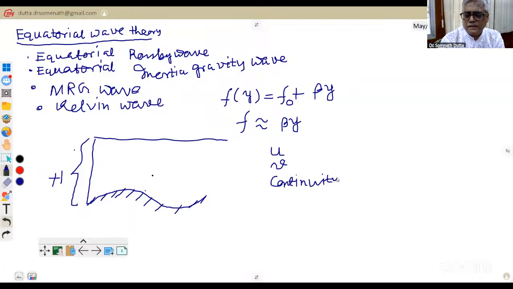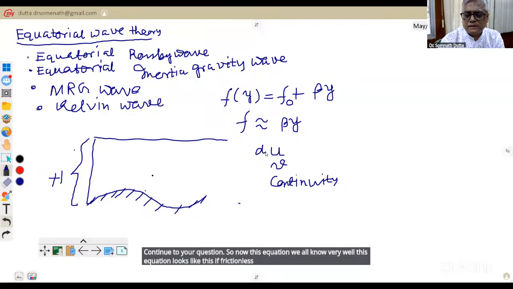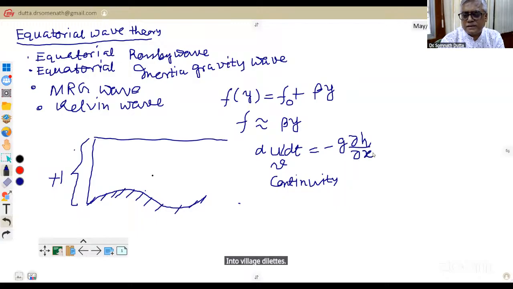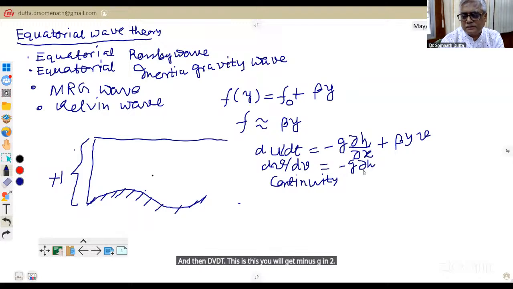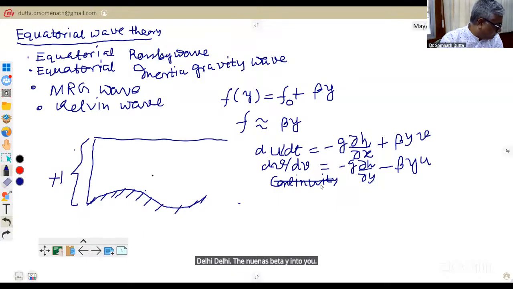So now these equations we all know very well. They look like this. For frictionless flow, du dt is equal to minus g into del h del x plus fv. Fv means beta y into v. And then dv dt is equal to minus g into del h del y, then minus beta y into u.